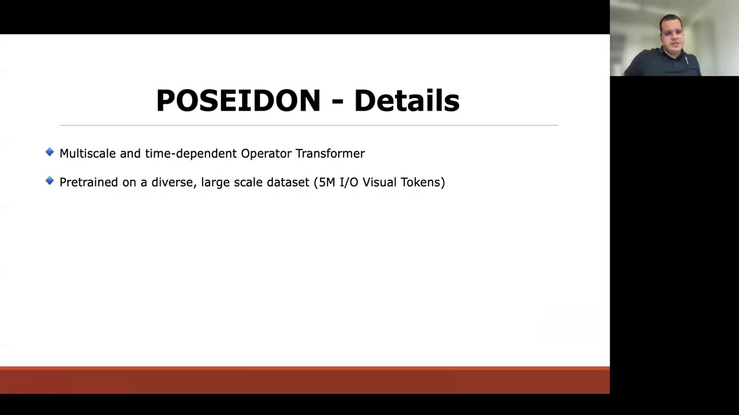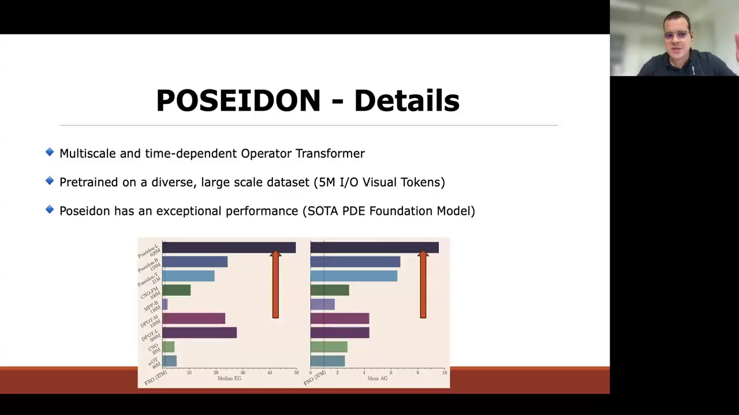So what is Poseidon? It's a multi-scale time-dependent transformer. So it has this UNet-like architecture, but we don't use convolutions. Instead of convolutions, we use attention and transformers. Poseidon is pre-trained on a diverse, large-scale data set, large-scale in the PDE settings, and this data set consists of 5 million input-output visual tokens. And it seems that Poseidon has exceptional performance across many PDEs.